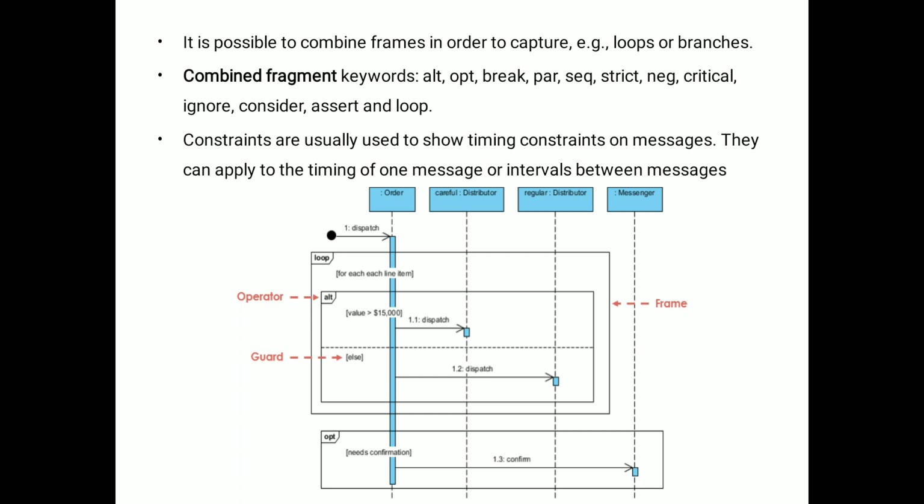You can see here order, distributor, messenger, your operator, guard, alt, all those things can be shown in this sequence diagram. So this is all about your sequence diagram. In the next lecture we will see the collaboration diagram, but at home you may draw the sequence diagram for railway reservation, hospital management, hotel management. Thank you very much.